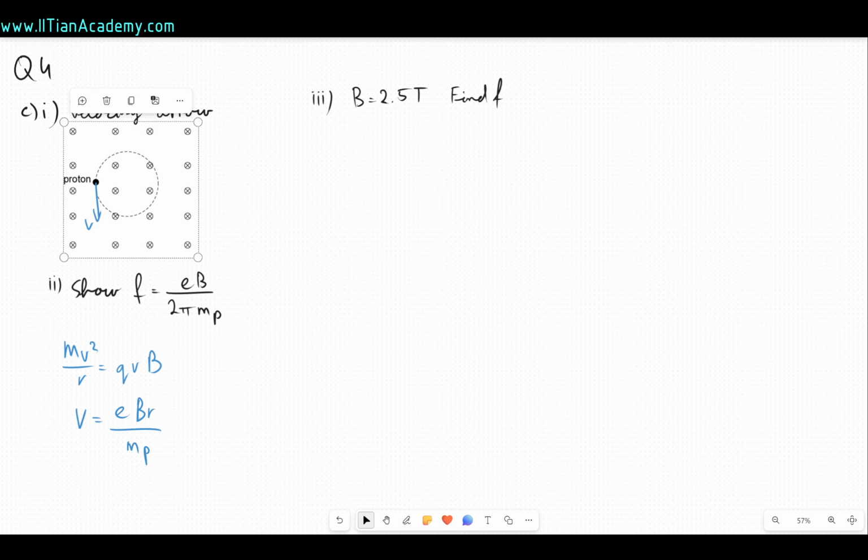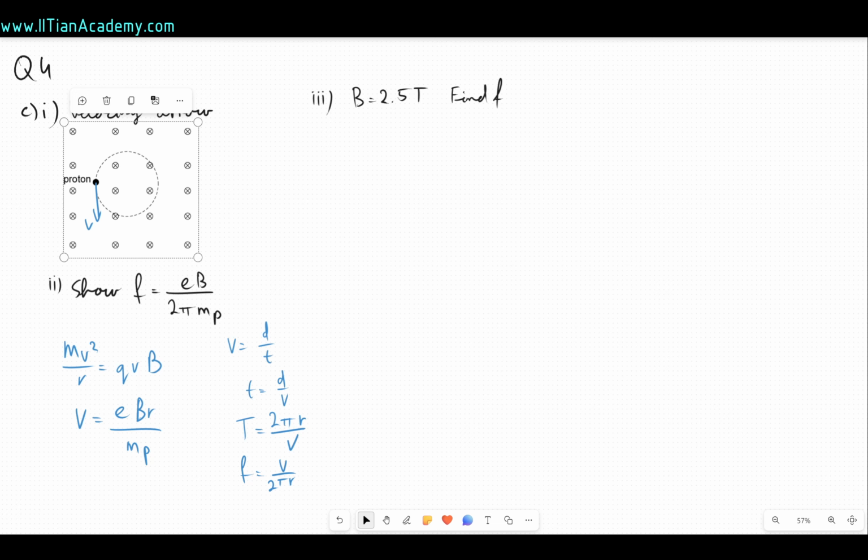And well, what we know is that velocity is simply distance over time. So time is distance over velocity. And we know that the time period is going to be, distance is the circumference of a circle, so 2 pi r over v. So what we can do now is also see that the frequency is 1 over the period. So frequency will be equal to v over 2 pi times r.